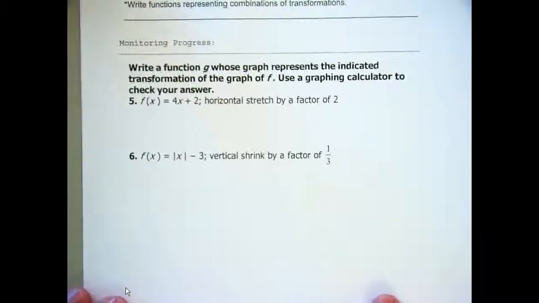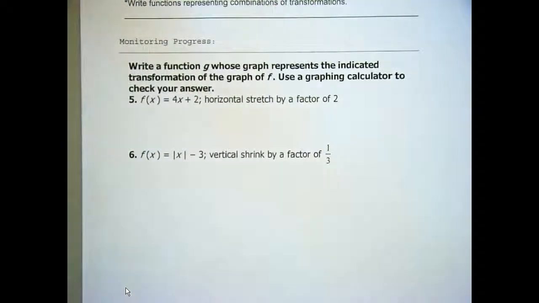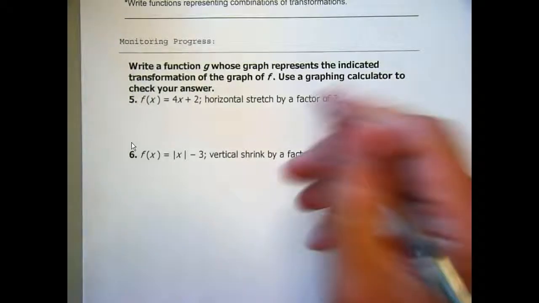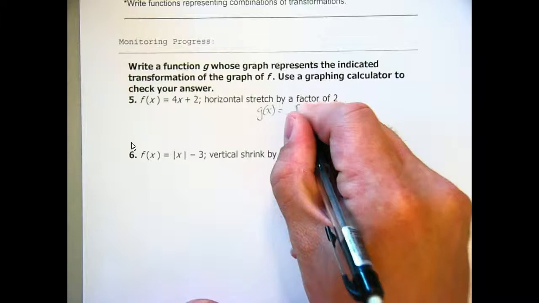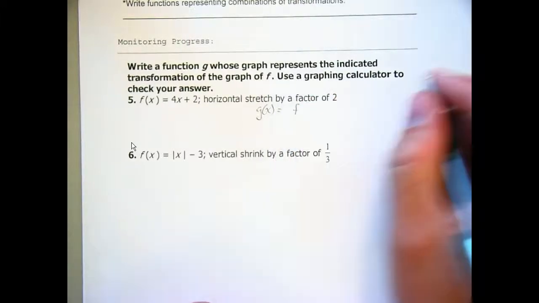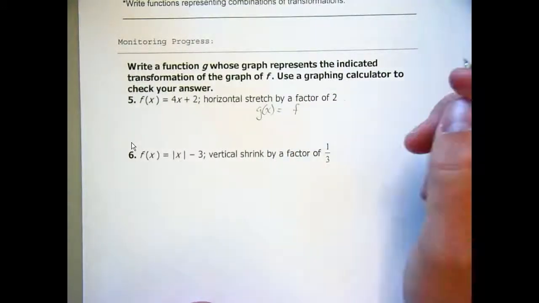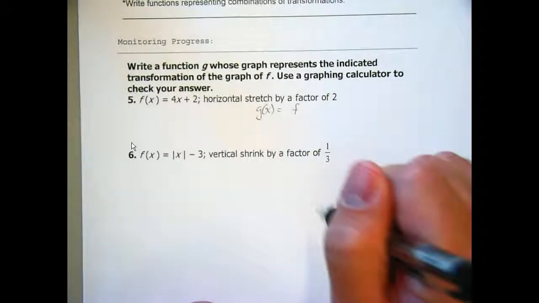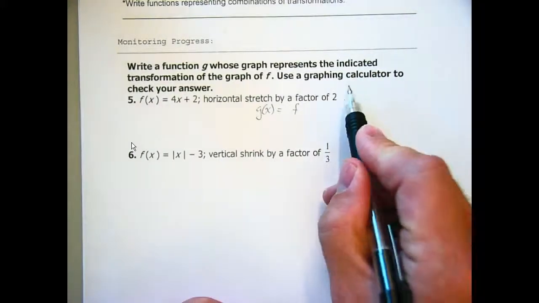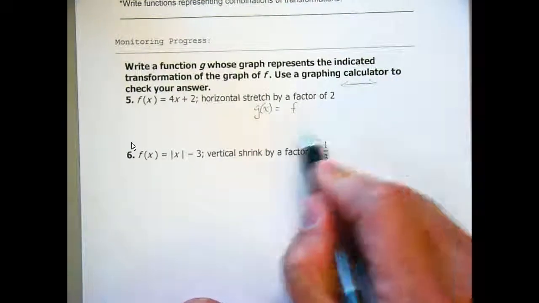Give that one a go. Number 5 and 6, work together. Okay, number 5, horizontal stretch by a factor of 2. So does that happen, when I'm writing it out, g of x equals f of, does it happen inside or outside first? Is it moving horizontally or vertically? Horizontally goes x, y, so does it happen in or out?